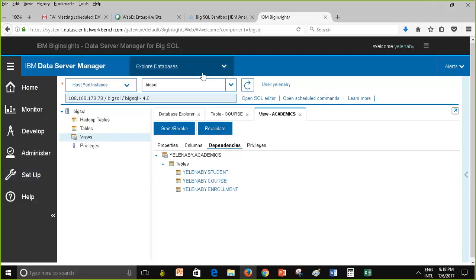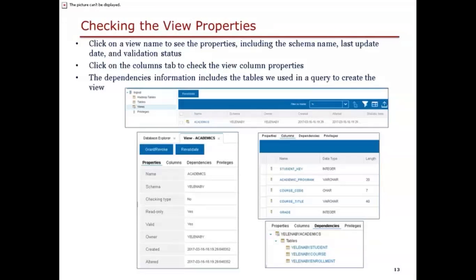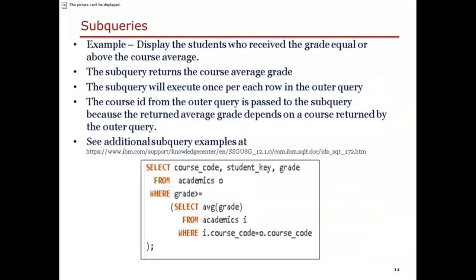So now let me stop sharing for a minute again. Now let's go back here. So that's the view properties. And here I'm just showing you again how to do the subquery. So this is an example. I want to see the student who received the grade equal to or above the course average. So my first question is, what is the course average, right? But I don't want just the average for overall courses. I want to see the average for a specific course in question.